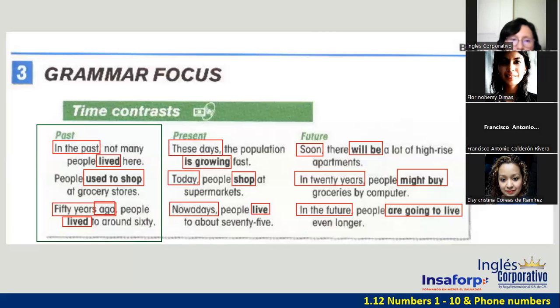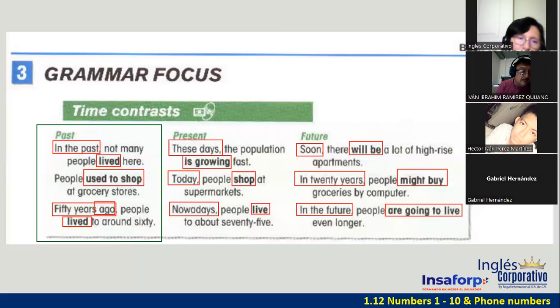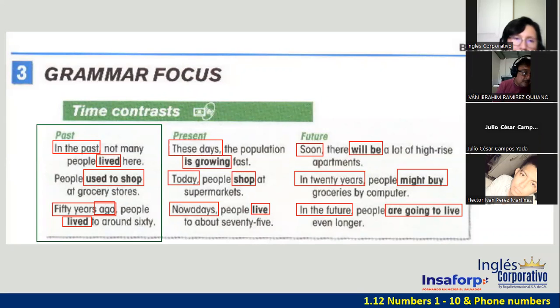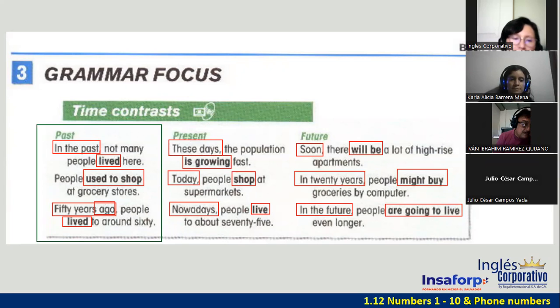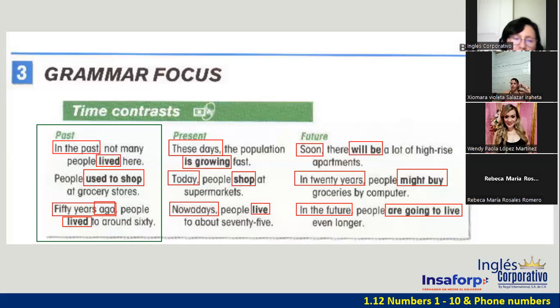Gabriel José Hernández López. Gisela Emperatriz Cañas Bonilla. Gracias, Gabriel. Gracias. Héctor present. Iván Pérez Martínez. Present, teacher. Thank you. Iván Ibrahim Ramírez Quijano. Present. Thank you. Julio César Campos Yara. Present, teacher. Thank you. Carla Alicia Barrera Mena. Present, teacher. Thank you. Carla Elena López Rivas. Present, teacher. Thank you. Kevin Alexander Sánchez Ramos. Present. Thank you. María Dolores García de López. Present, teacher. Thank you. Rebeca María Rosales Romero. Present. Thank you. Wendy Paola López Martínez. Present, teacher. Gracias. Xiomara Violeta Salazar Iraeta. Present. Thank you. Jocelyn Elizabeth González Cartagena.